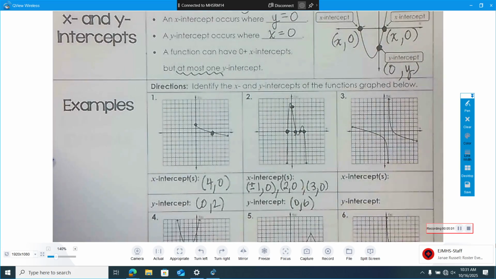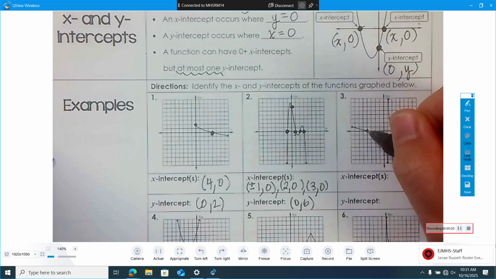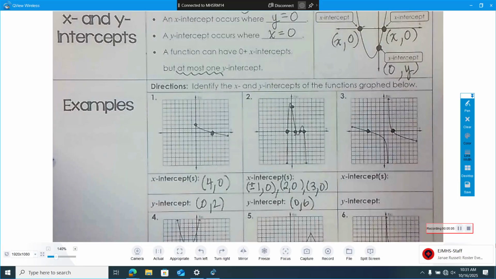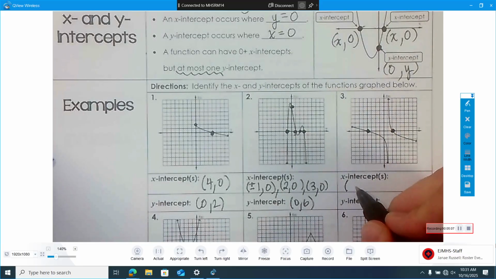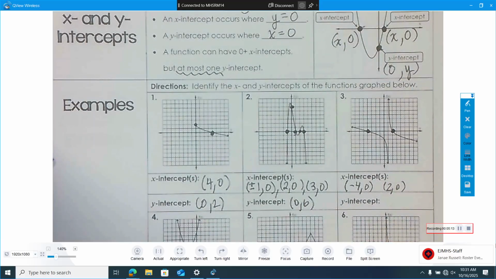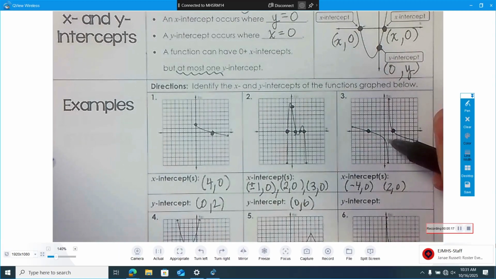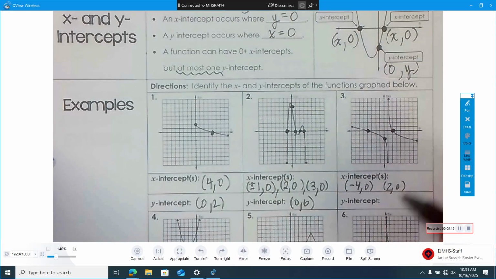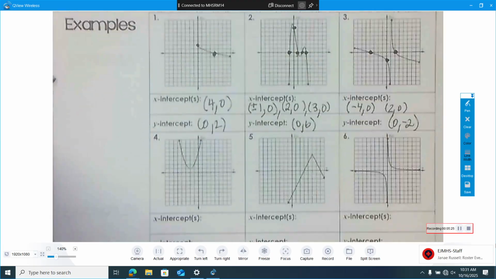Number 3, we have how many x-intercepts? 2 x-intercepts, and they are located at? Negative 4, 0, and 2, 0. Beautiful. Negative 4, 0, and 2, 0. What about y-intercepts? 1. Good. 0, negative 2. 0, negative 2. Excellent, excellent.